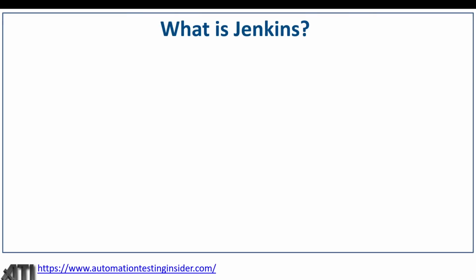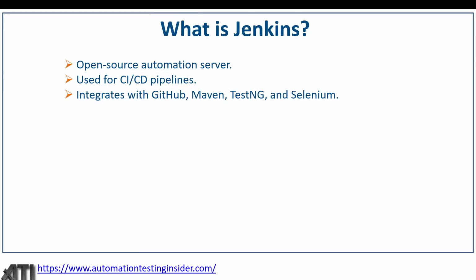So what is Jenkins now? It is an open source automation server, and you can call it a CI/CD tool as well, used for CI/CD pipelines, and it integrates with GitHub, Maven, TestNG, and Selenium tools. It supports plugin based extensibility, right? So we have different plugins in Jenkins, using which we can integrate with different tools, and we can try different features in Jenkins using different plugins.